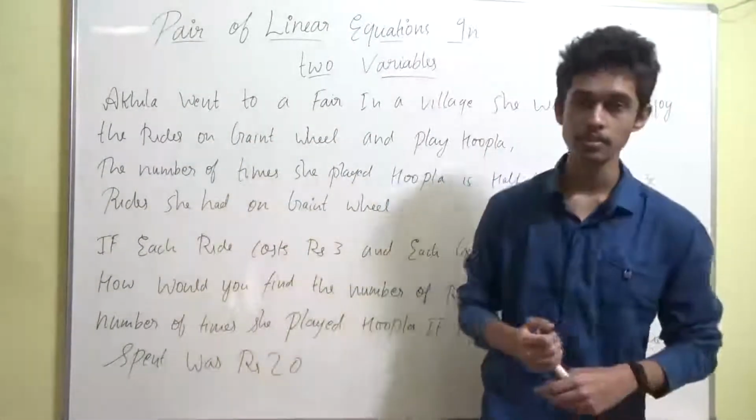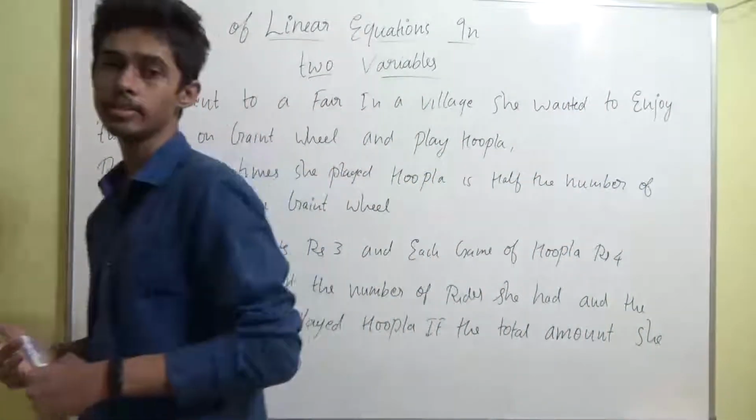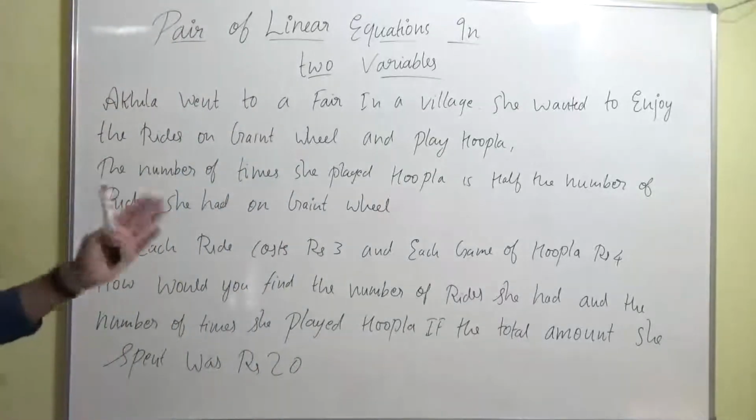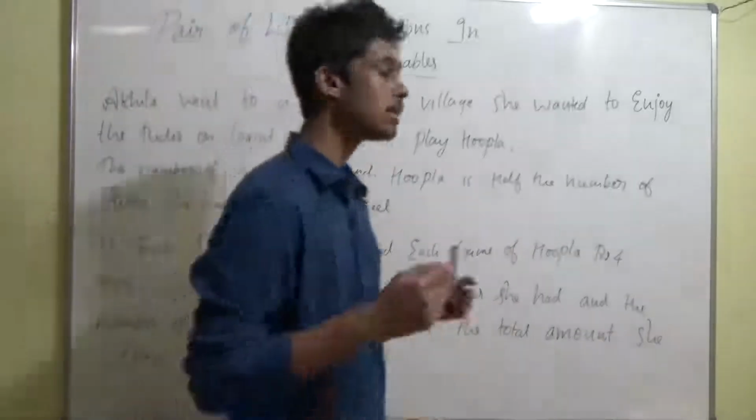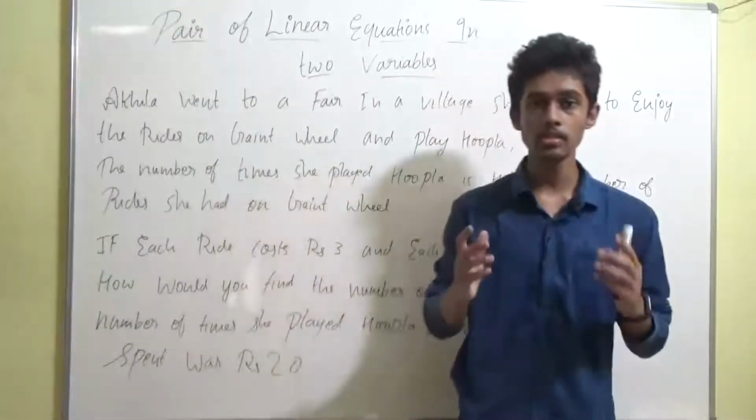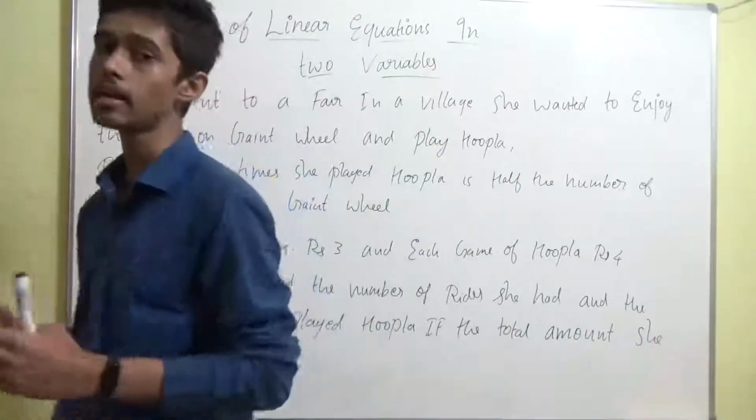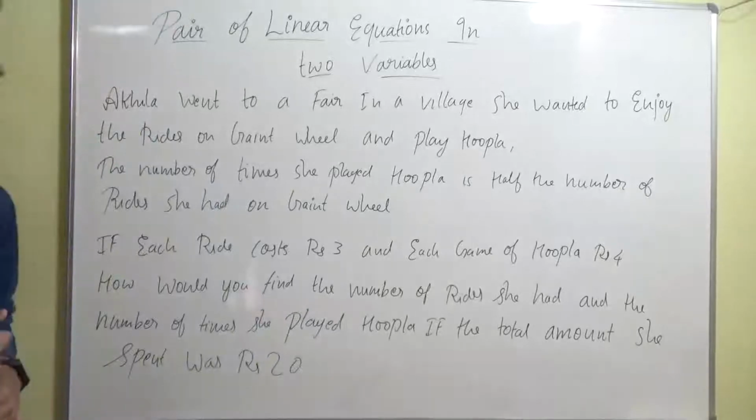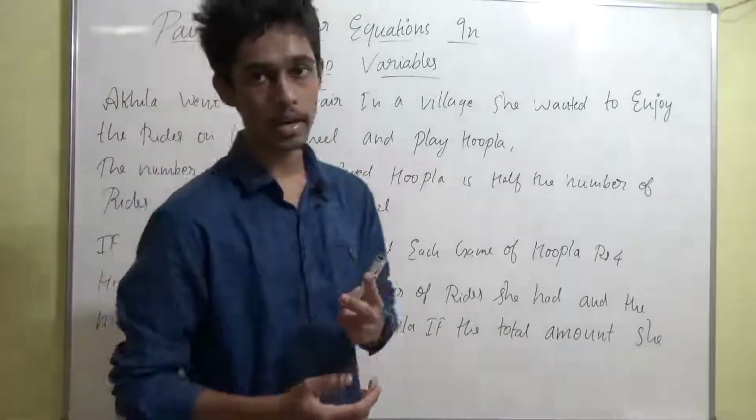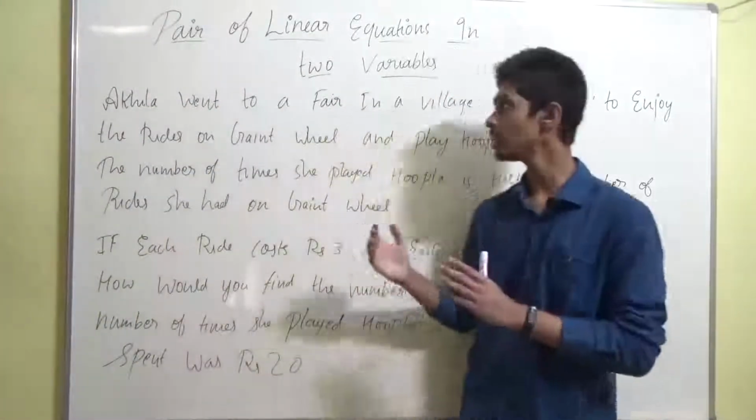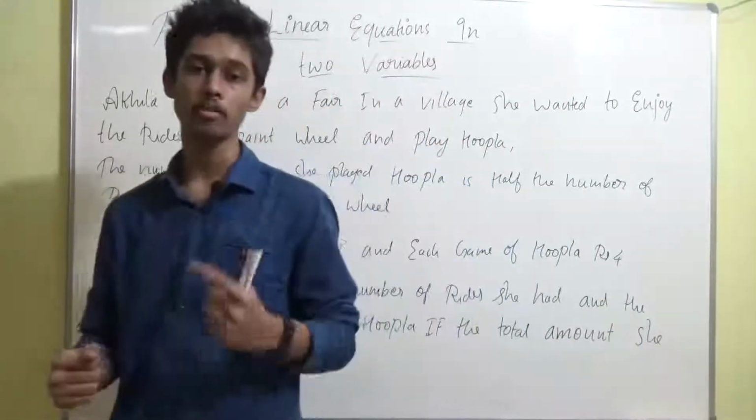They will give us a few conditions. Based on those conditions, we have to formulate equations, and as the chapter says, it's a pair of linear equations, that is two linear equations. What is a linear equation? In the previous chapter on polynomials, we saw linear, quadratic, cubic, even biquadratic equations. Power of 1 is called linear, power of 2 is quadratic, 3 is cubic. But in this chapter all the equations are going to have only power of 1.